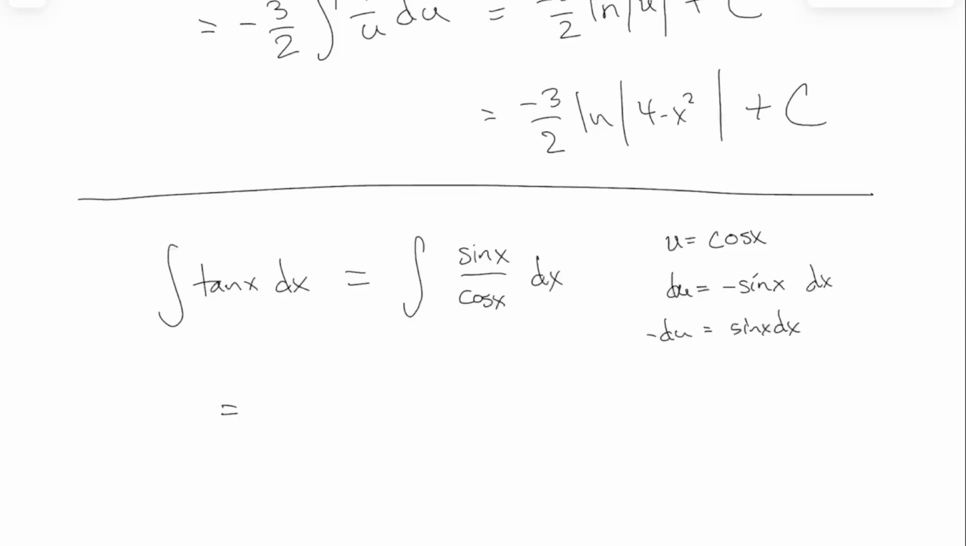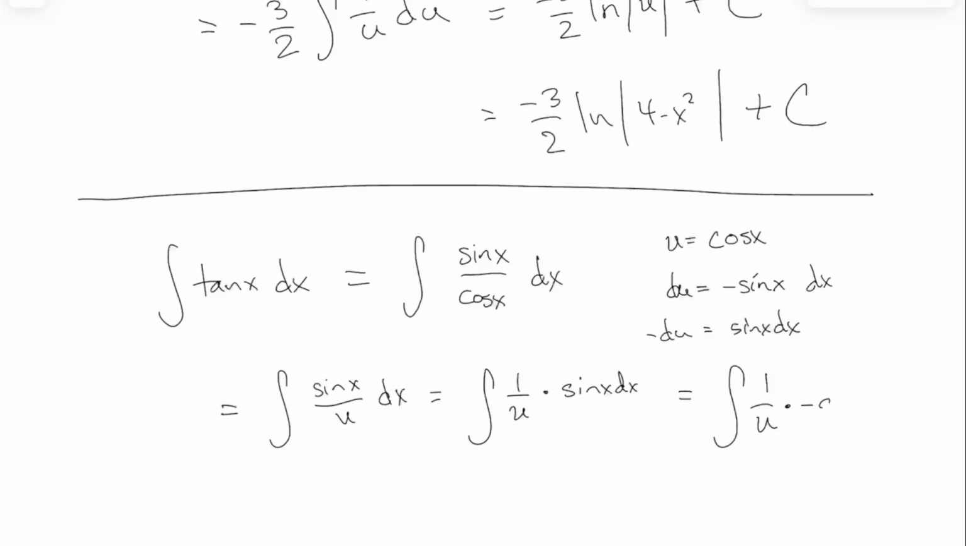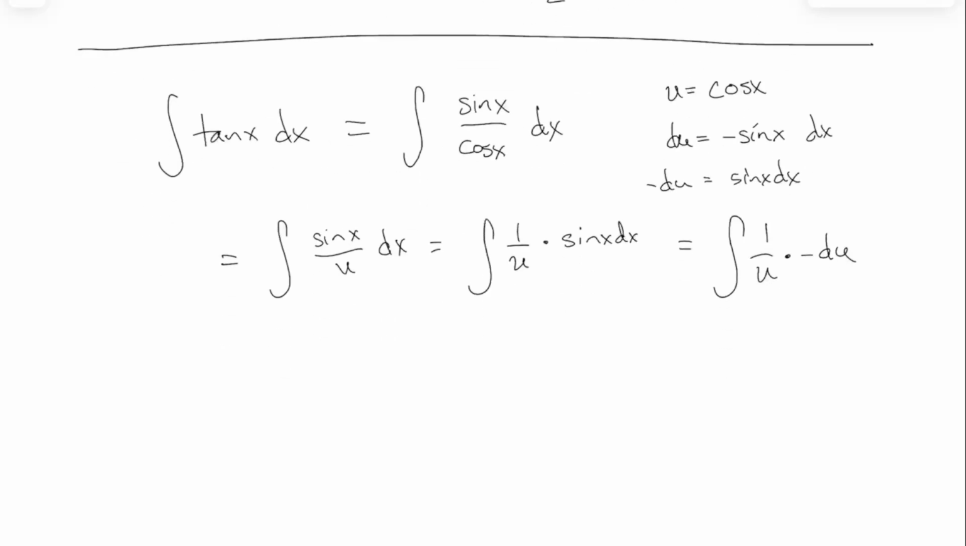So when I go back to plug in here, it's sine x over u dx. Splitting apart this fraction, there's 1 over u, and then the rest of it is sine x dx. I wrote it that way because sine x dx is equal to negative du. So 1 over u times negative du. We can factor the minus sign out: minus the integral of 1 over u du. So this is the substitution. As far as substitutions go, it's not all that weird. And then we can finish it off.